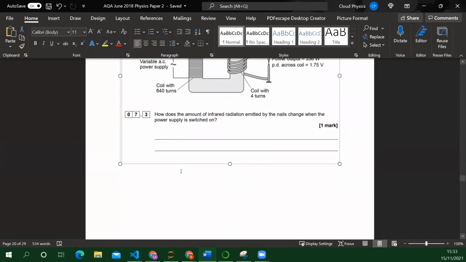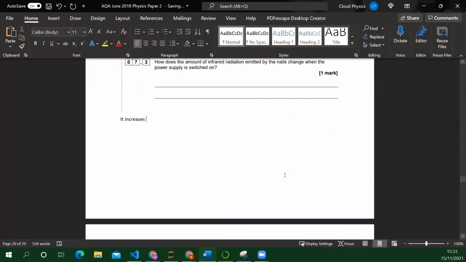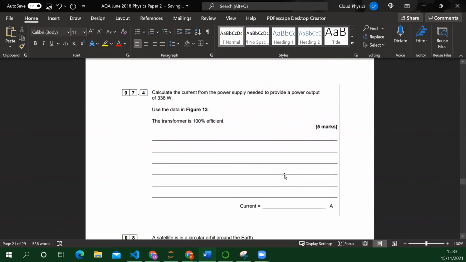So how does the amount of infrared radiation emitted by the nails change when the power supply turns on? So they get hotter, so the infrared radiation increases. We have to write that it increases. Okay, that's actually because they get hotter. Okay. So calculate the current from the power supply needed to provide a power output of 336 watts.